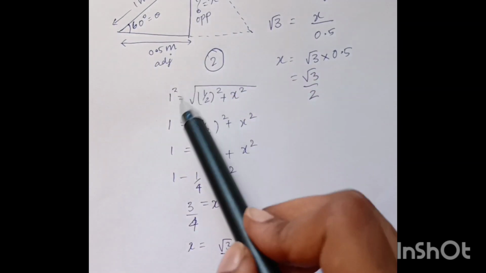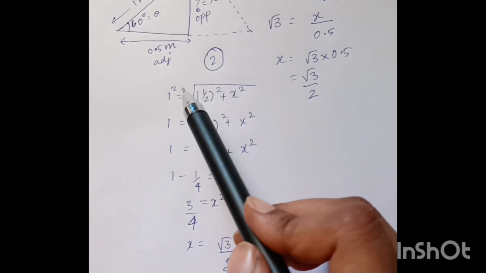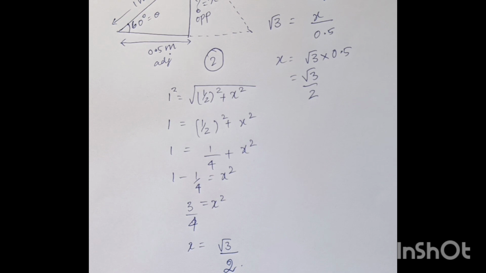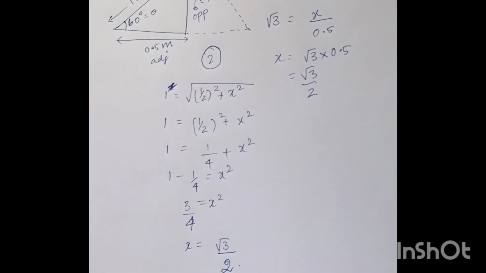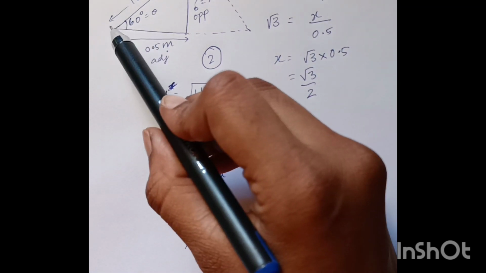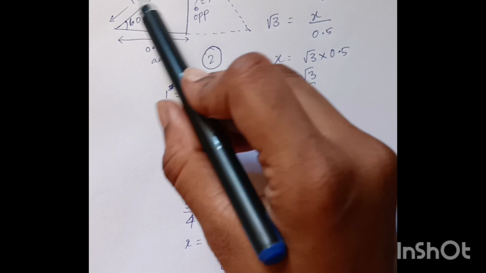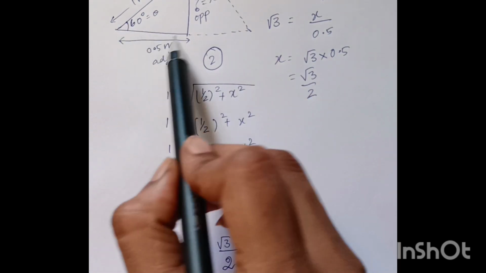So in this way we are just using the square of the hypotenuse is equal to the addition of squares of the remaining two sides. So we are using that one. Here the hypotenuse is this one, that is 1 meter. So 1 square is equal to the other two sides.